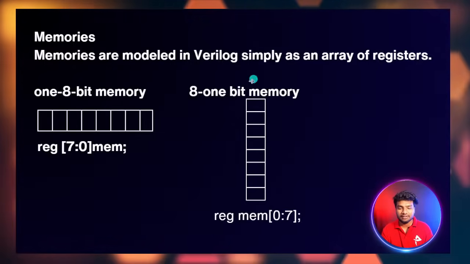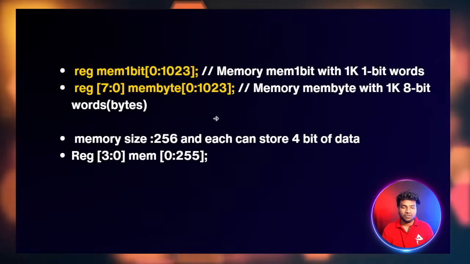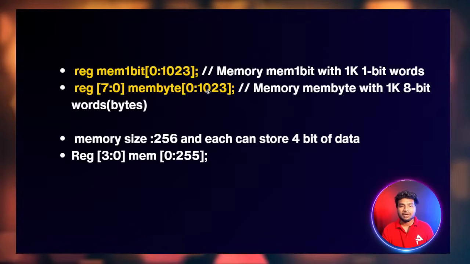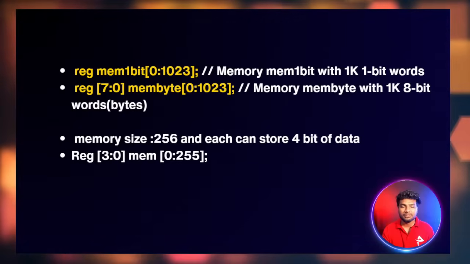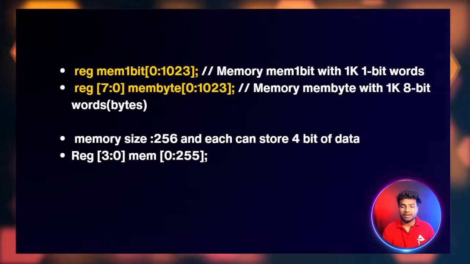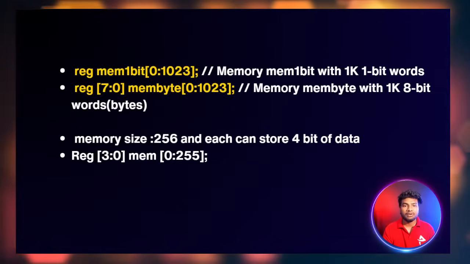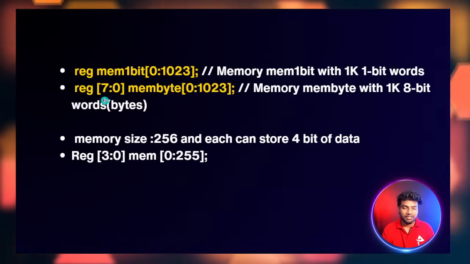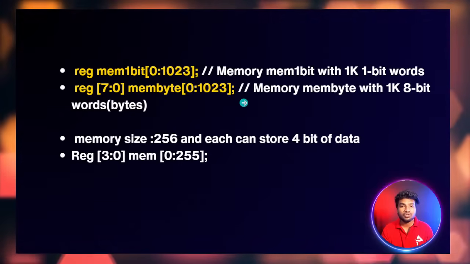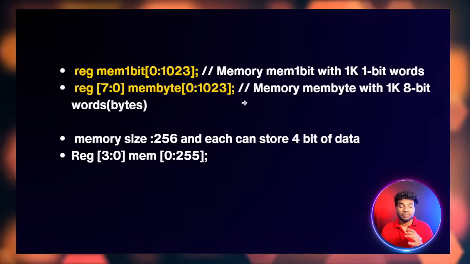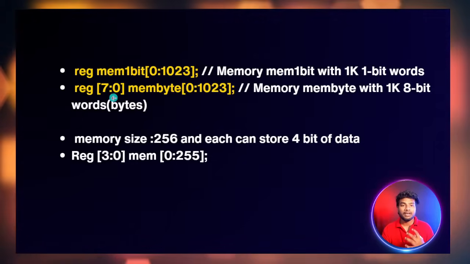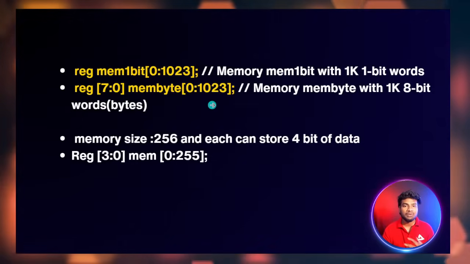It will create the array like this. Okay, and then memory. I'm always telling that memory means, while writing the Verilog code, if you want to create 1 KB of memory, you can create it like this, 1 byte of memory. It means it has a total of 1024 memory locations. In each and every memory location I can store 8 bits of data. So this is how memory looks.